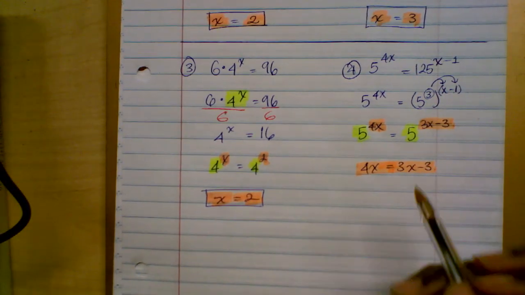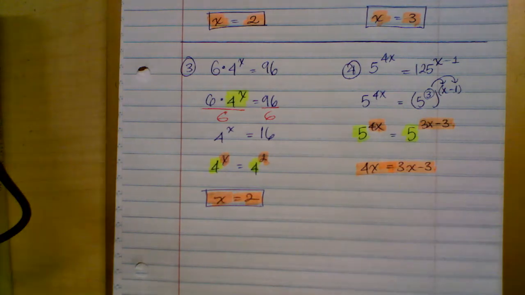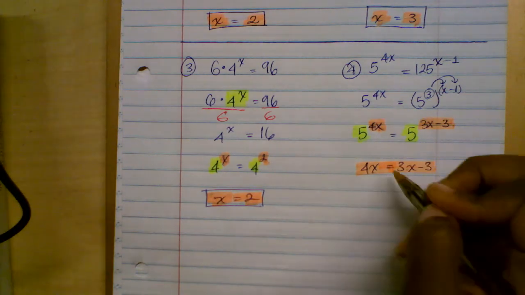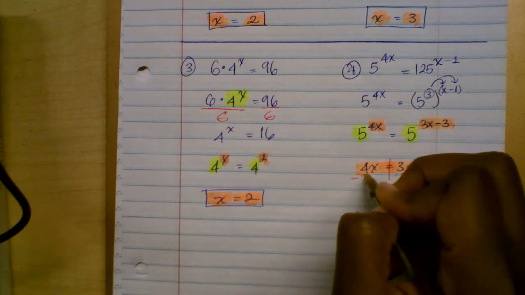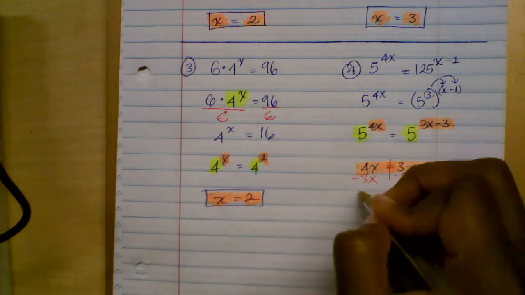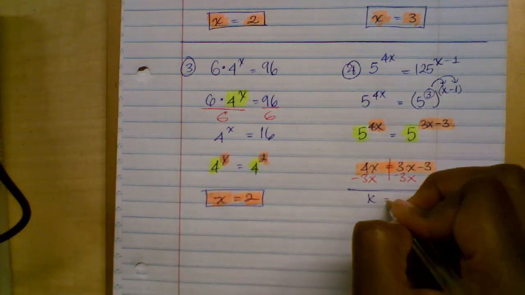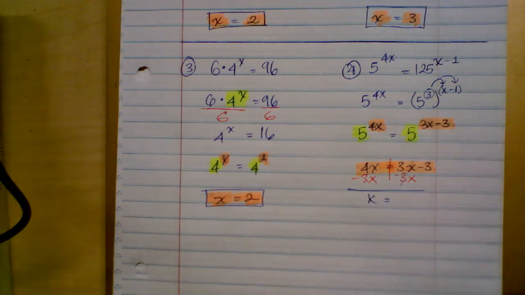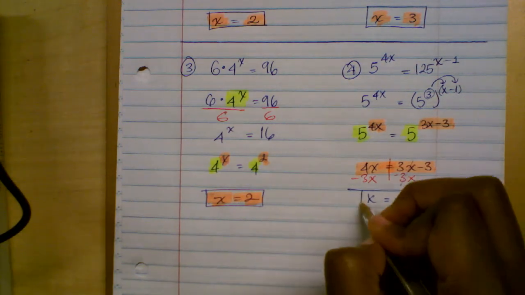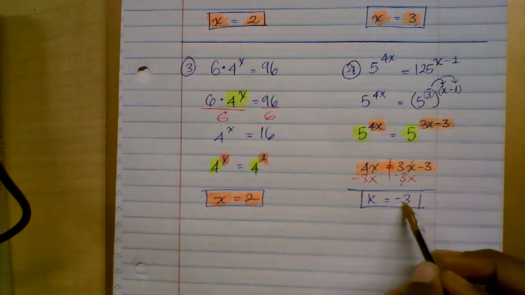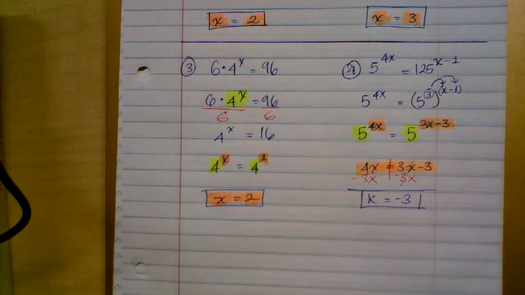To solve for x, I need to combine all the variables on the left side. So I'm going to subtract 3x first. So I end up with 1x equal to 0, cancel out to 0, minus 3. So the final solution is x equal to negative 3. Let's move on to the next one.